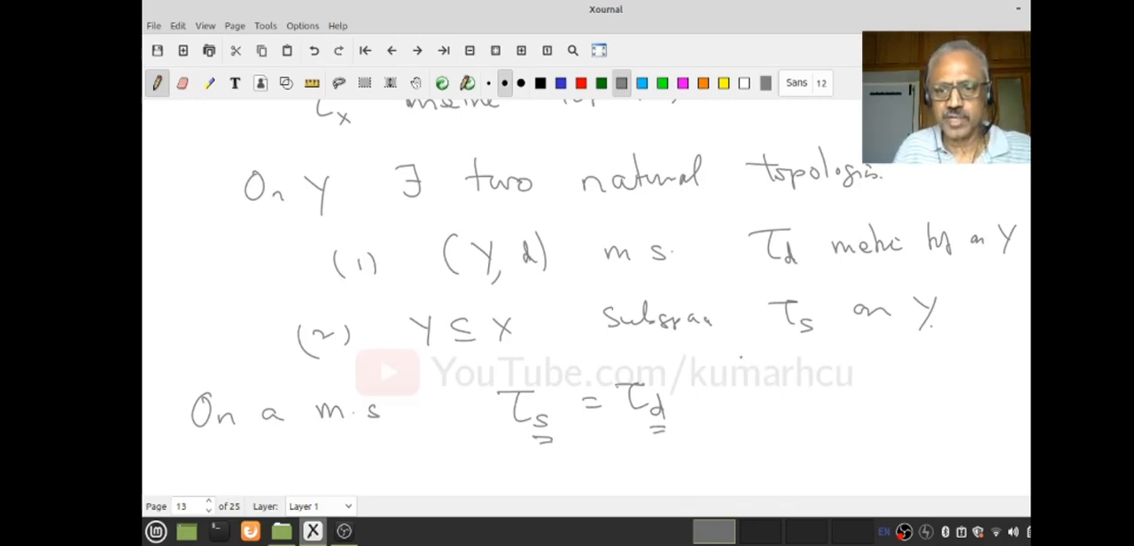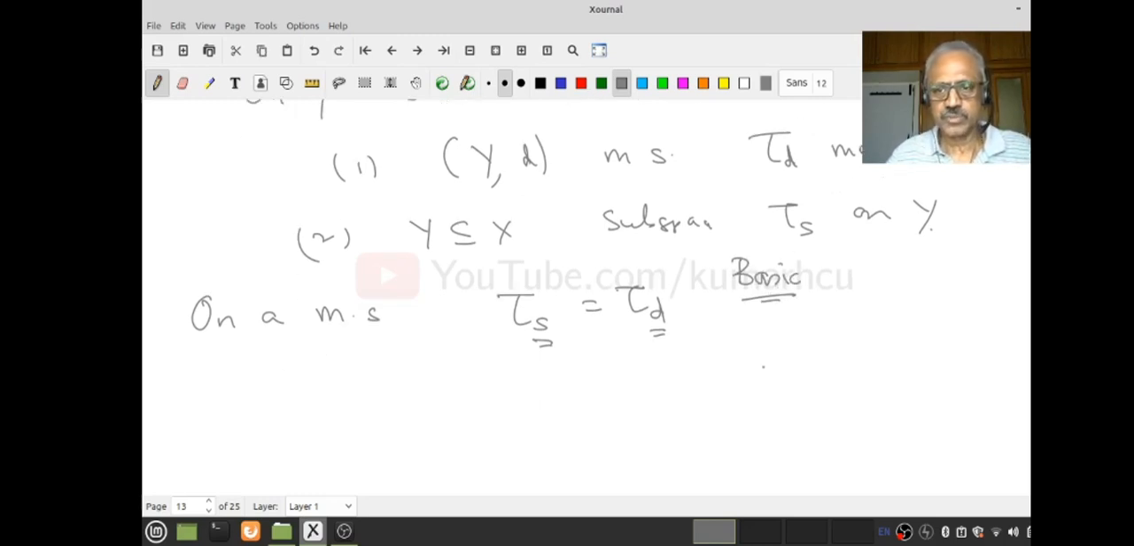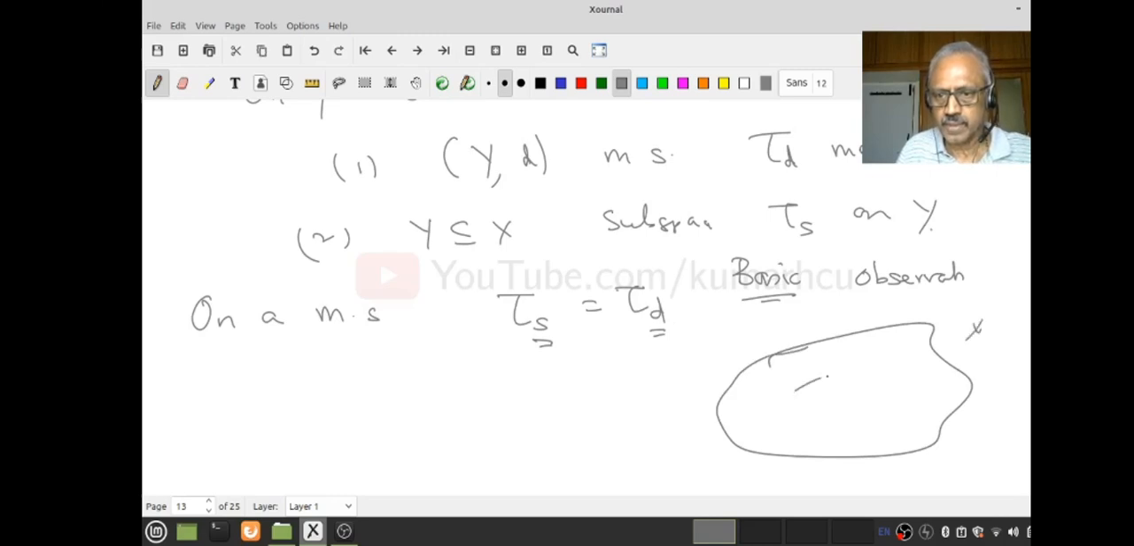It is due to a basic observation. You can look into my metric space lectures as well as my metric space book. It is the basic observation which is needed to prove the following. Suppose this is my X, this is my Y. Now suppose I start with a y here, and this may be my B_X(y, r). This is an open ball with center y and radius r in X.